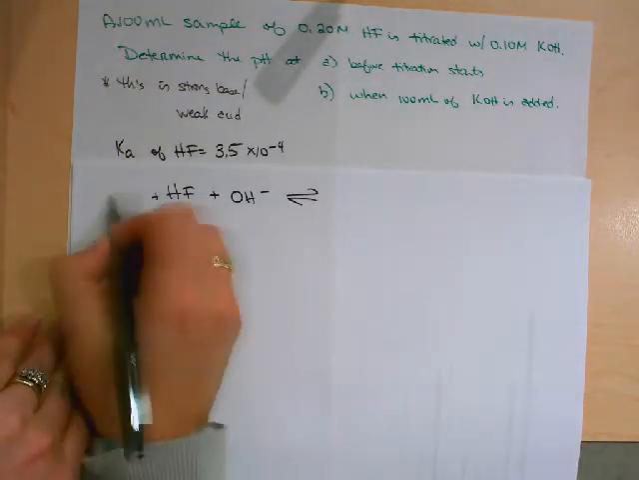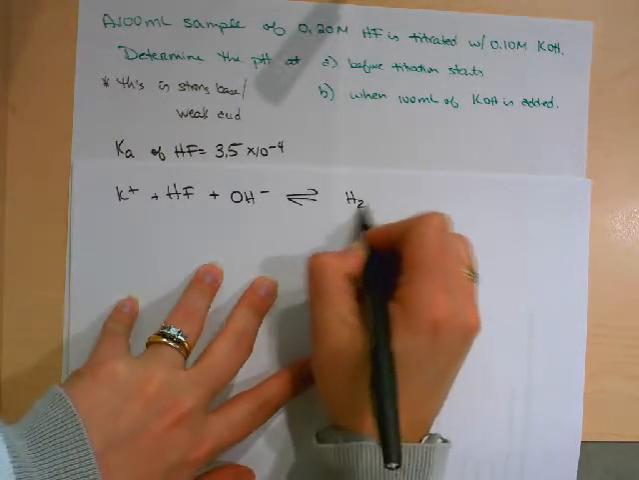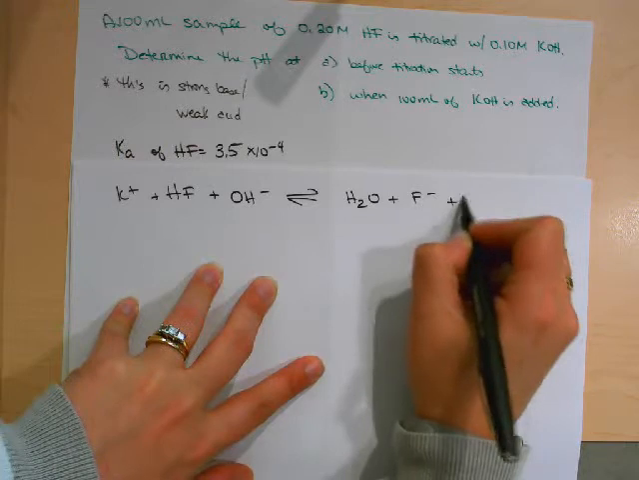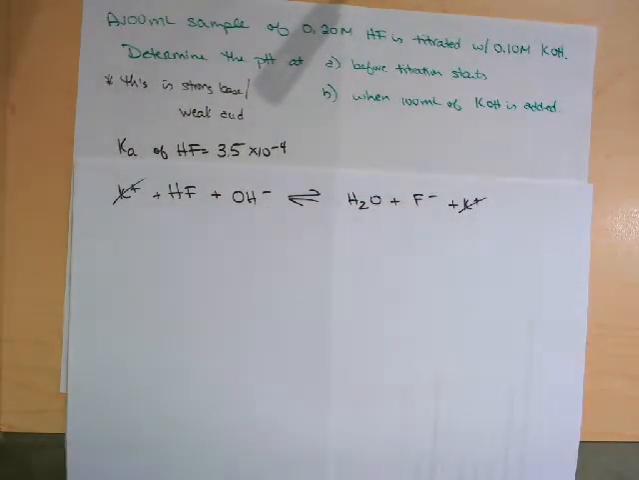I mean, sure, you could say plus K plus, and then you end up with H2O and an F minus and a K plus. Then, yeah, you can certainly write them if it helps you keep track of them, and then get rid of them. I find it confusing myself to do that.